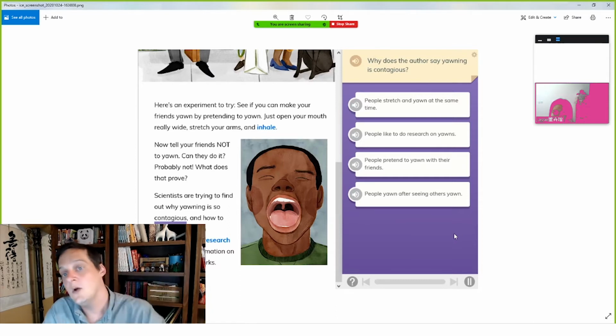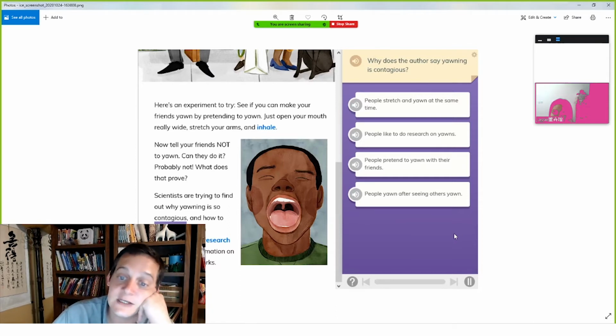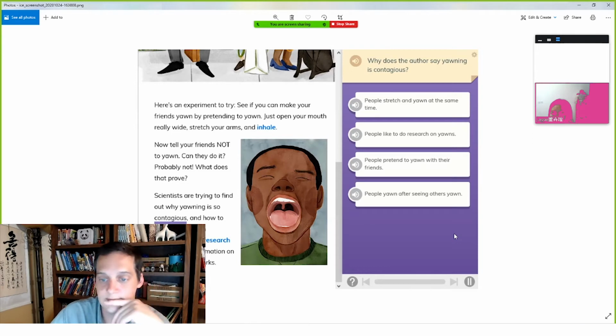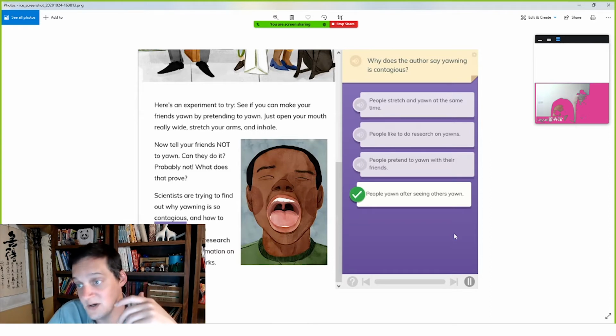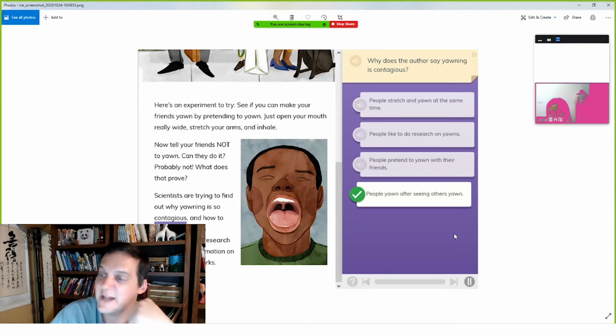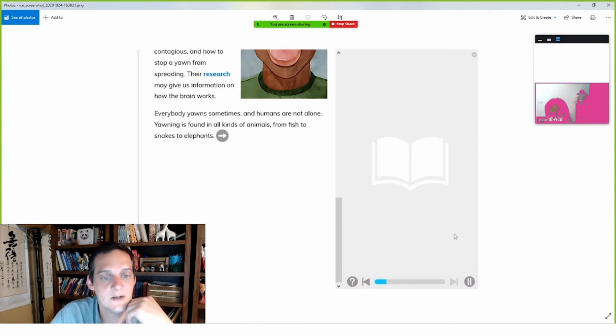So with this one, why does the author say that yawning is contagious? People yawn after seeing others yawn. That would be the answer. Yeah. Pretty much. One person yawns, then another person yawns, another person yawns. It spreads to others. Contagious. How about this one?